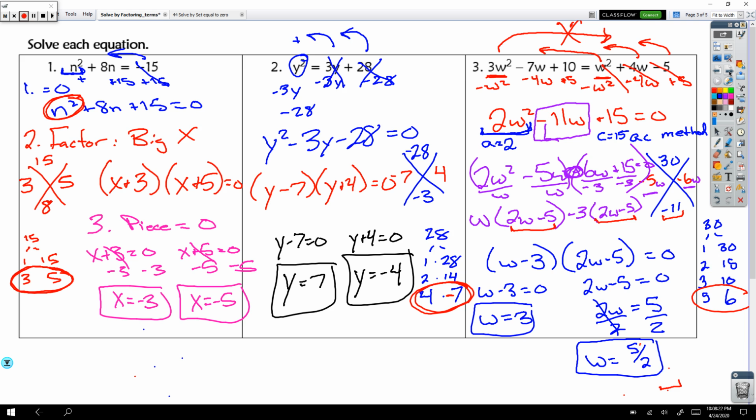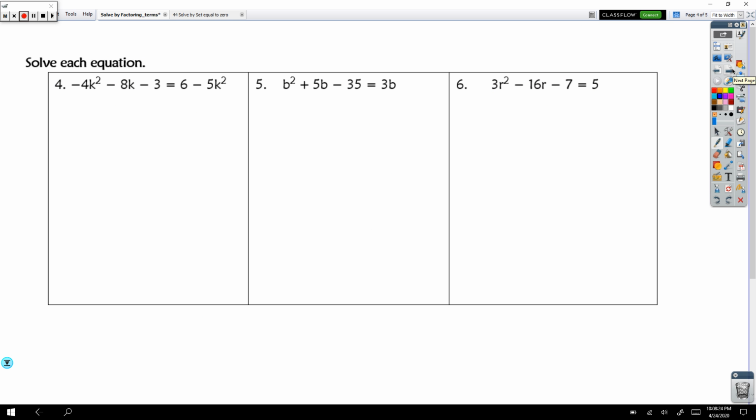Alright, so let's keep going. Here are some more example problems for you to try if you want to. I'm going to do them really quickly. But if you want to pause to try them first, go for it.